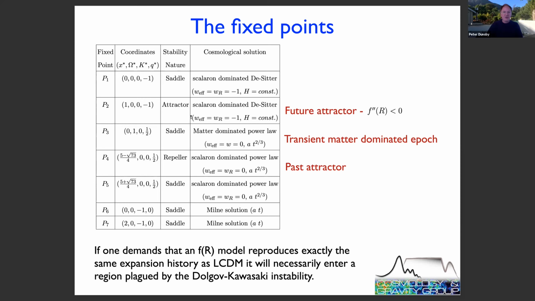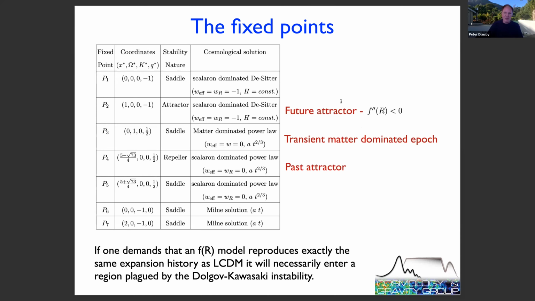And then your future attractor in this case is a de Sitter solution, but it lies in a region, and this is quite important, it lies in a region where the second derivative of the underlying theory F is negative, so it violates the Dolgov-Kawasaki condition.